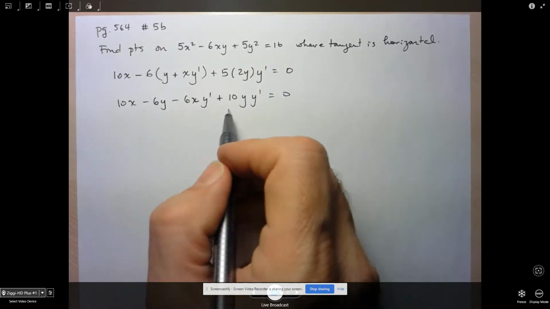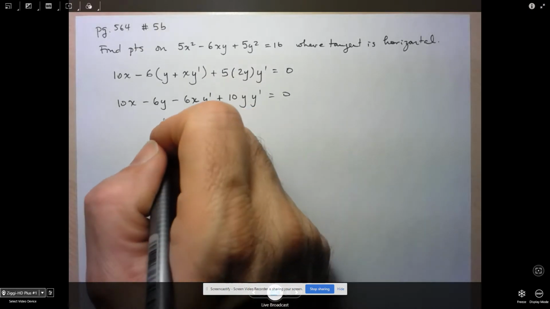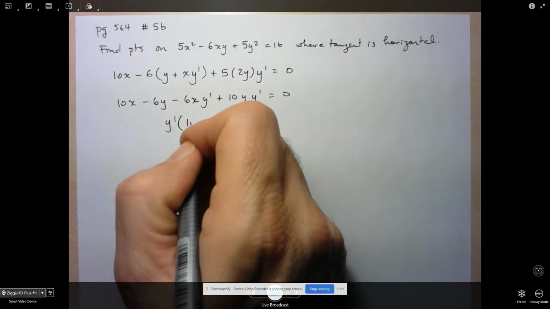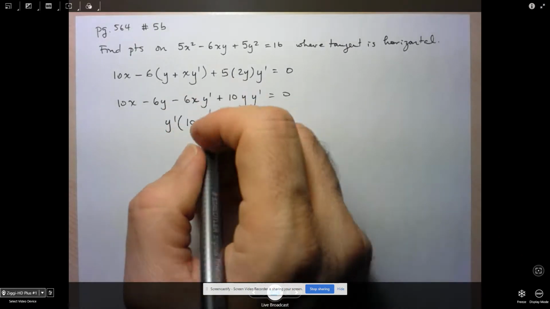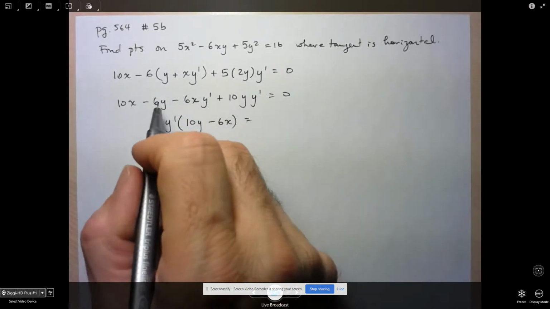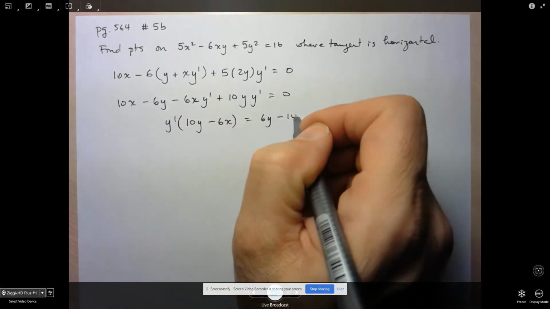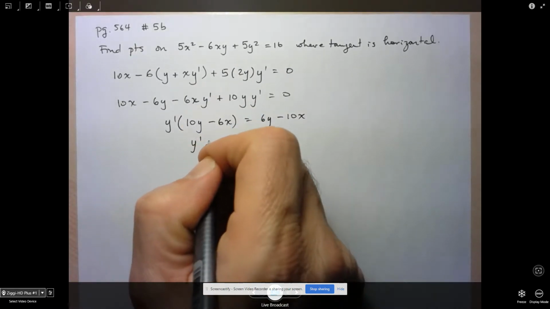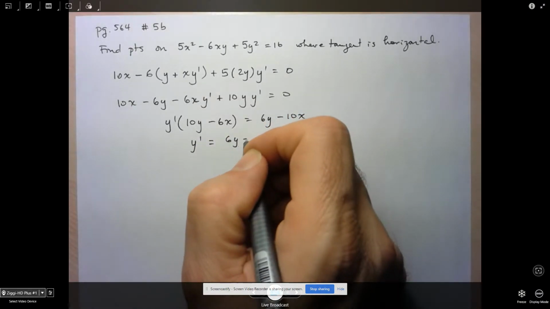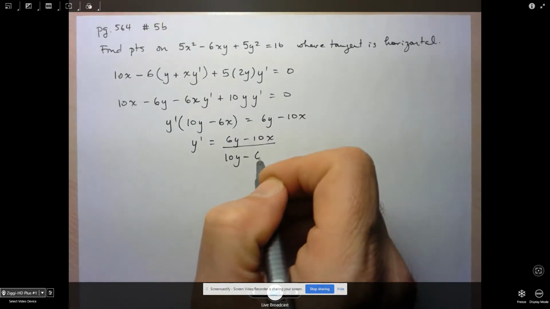I'm going to group together everything with y prime and factor out the y prime. Here I'm left with y prime times, and I'll put the positive one first, 10y minus 6x. Everything that didn't have y prime will be brought to the other side, so minus 6y becomes plus 6y, and 10x becomes minus 10x. Finally, I can solve for y prime, which gives me my derivative: 6y minus 10x over 10y minus 6x.